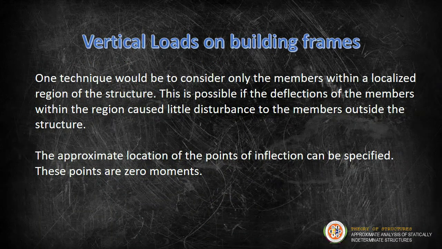One technique would be to consider only the members within a localized region of the structure. This is possible if the deflections of the members within the region caused little disturbance to the members outside the region. The approximate location of the points of inflection can be specified. These points are the zero moment points.